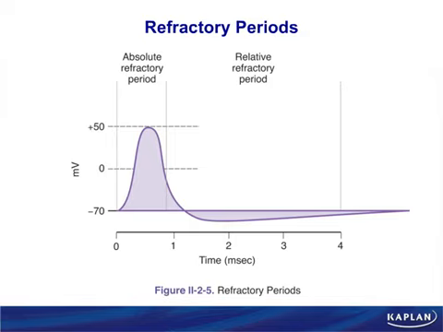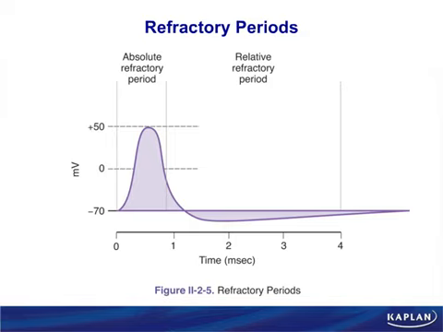Now, let's increase the absolute refractory to 10 milliseconds. If I can only get an action potential every 10 milliseconds, then the maximum frequency is 100 per second.